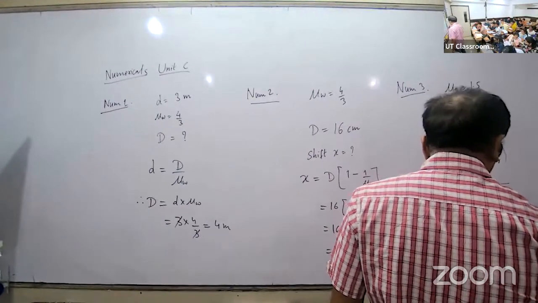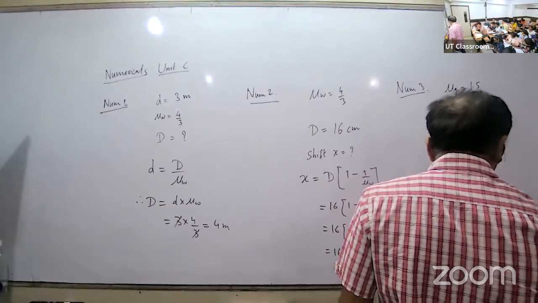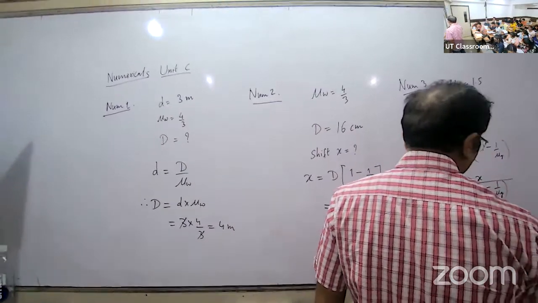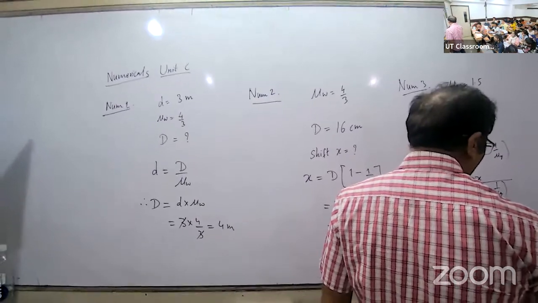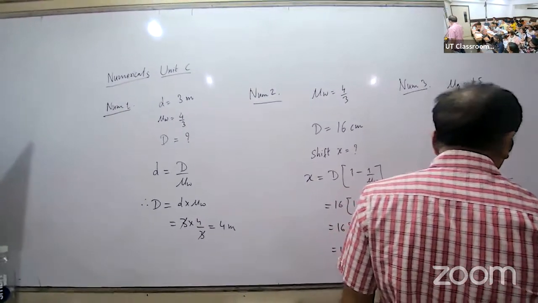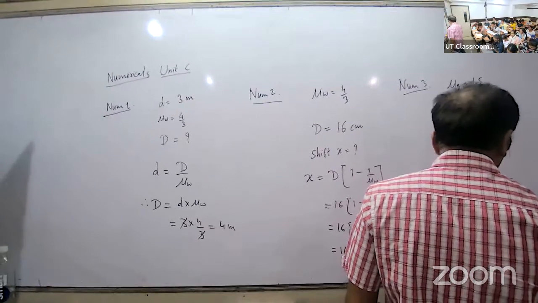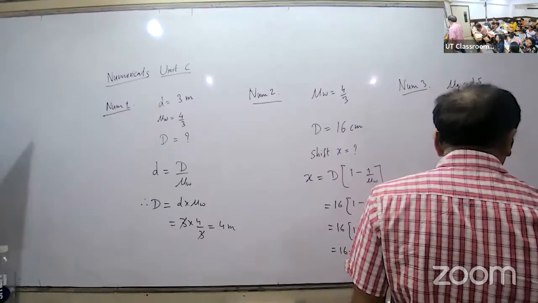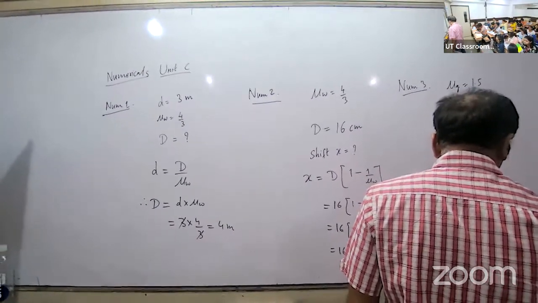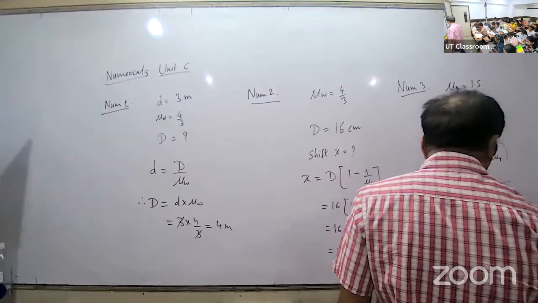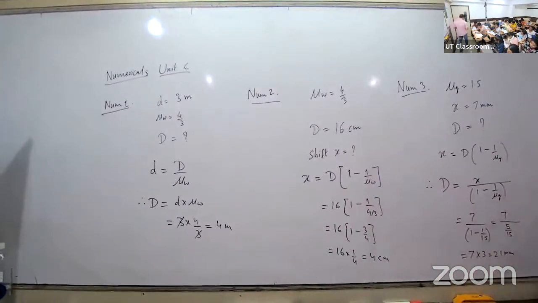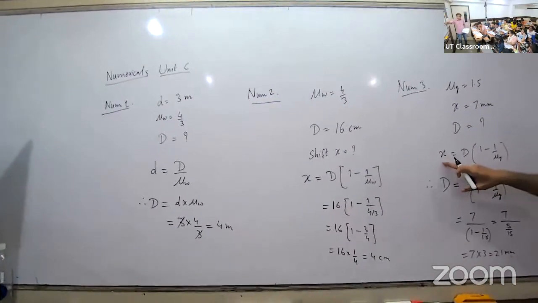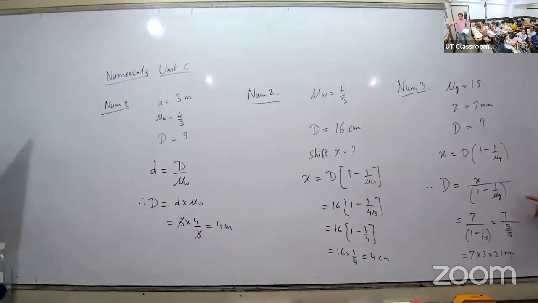ये क्या हो गया? 15 minus 1 is 14, right? 15 minus 10 is 5, so 5 by 15, which is 1 by 3. This is 7 into 3, 21 here. Yes. ठीक है, you're getting 21. Okay. So you have to get the logic right. Only mistake can happen in calculation.